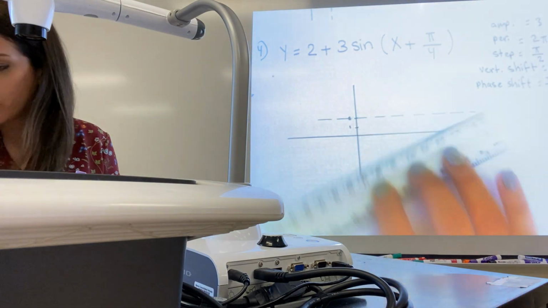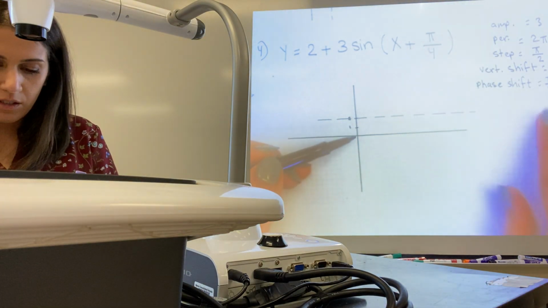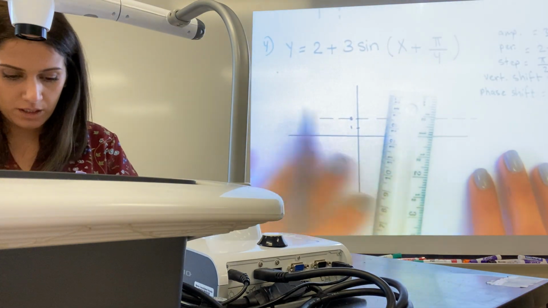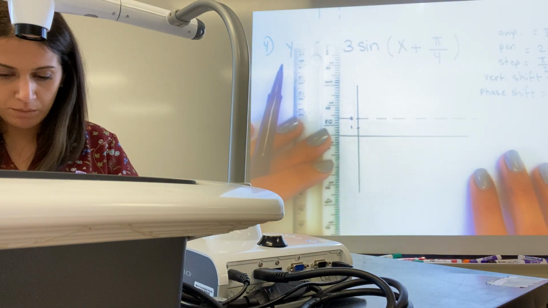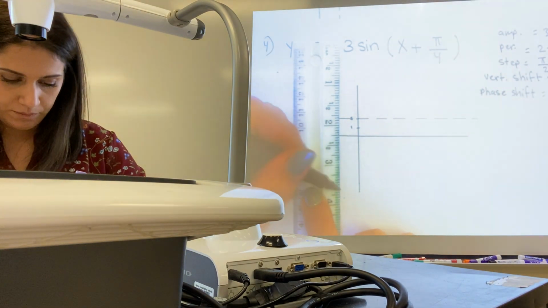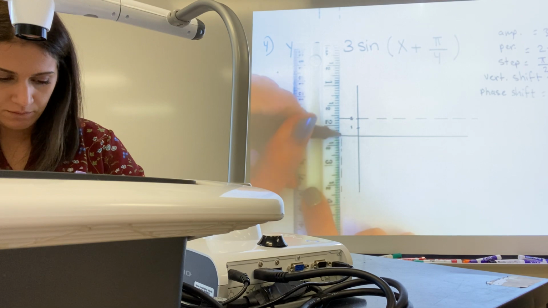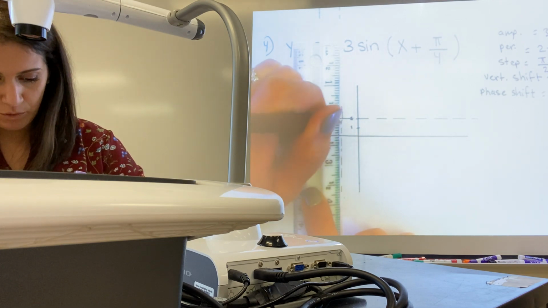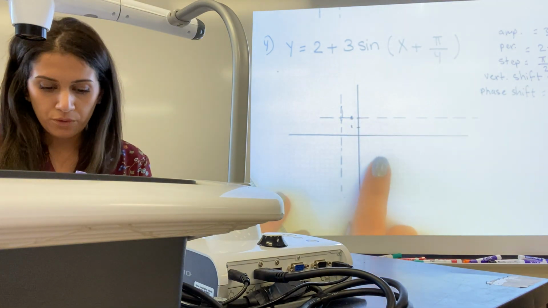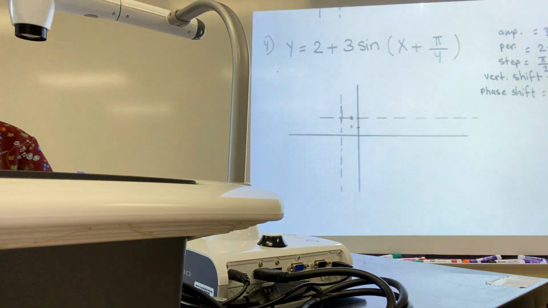Okay, and for the y-axis, it is shifted to the left, so I'll create a new one here, shifted to the left by pi over 4. Okay, so here are my two new axes, the x and y axes.